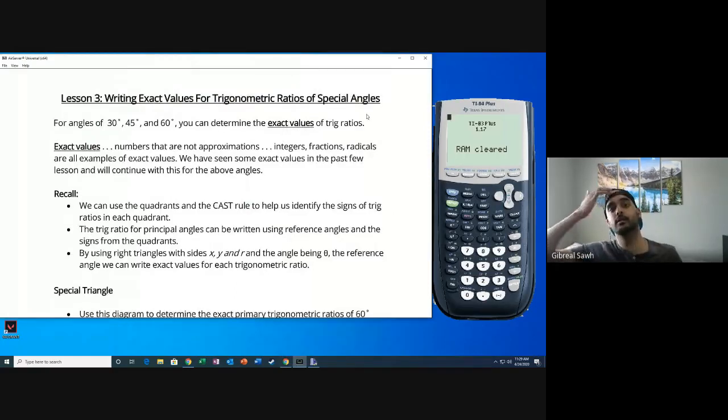Alrighty, folks, today we're going to look at the special ratios for the special triangle. This concept becomes huge in not only 30-1, but even the beginnings of calculus as well. This is probably the most important section in our trig unit. For angles of 30, 45, and 60, you can determine exact values of trig ratios.